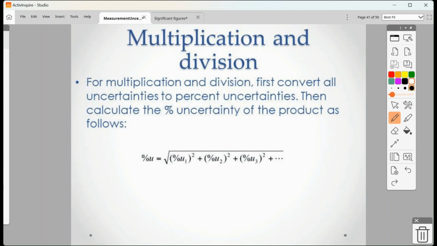What about multiplication and division? So uncertainties in multiplication and division. We will add also the uncertainty, but we will use the percentage uncertainty now. So the first percentage uncertainty square, this is the formula, plus second percentage uncertainty square plus third percentage uncertainty square, and so on.